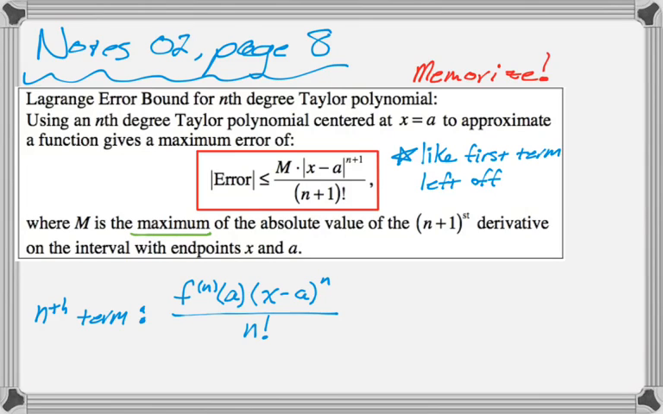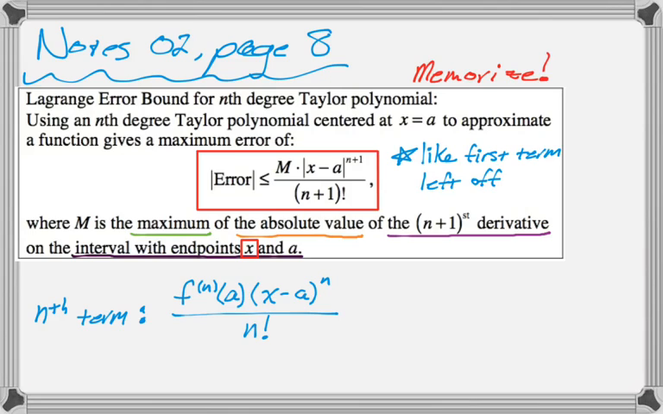So it's the maximum of the absolute value of the n plus first derivative. So remember, if you wrote a 7th degree Taylor polynomial, you'd make your table, you'd go to the 7th derivative. So what you would actually need in that case is the 8th derivative. You need to go one more than what you needed to write your polynomial. So we would go to the 8th derivative if we had written a 7th degree. So it's the n plus first derivative on the interval with endpoints x and a. So a is obviously the center. I mean, that's just kind of given.